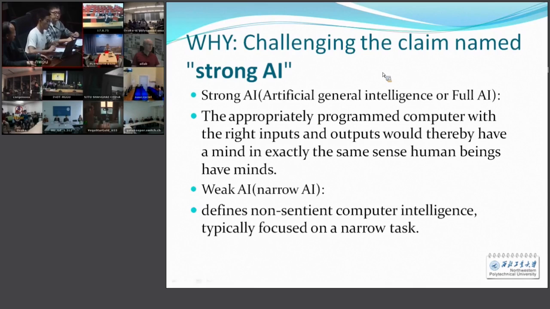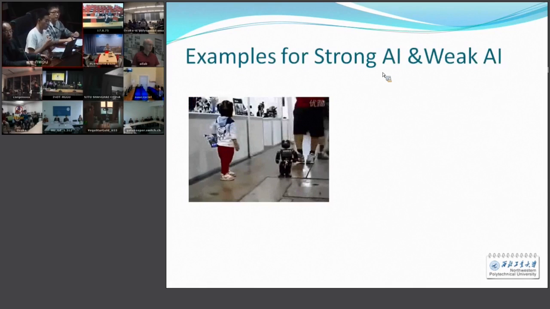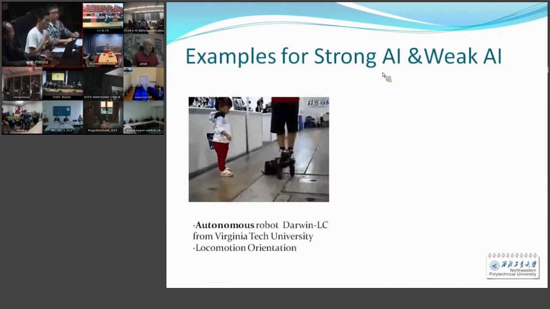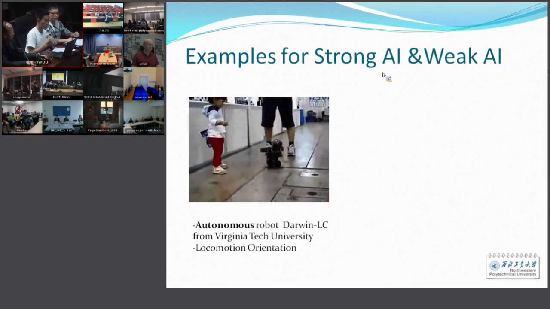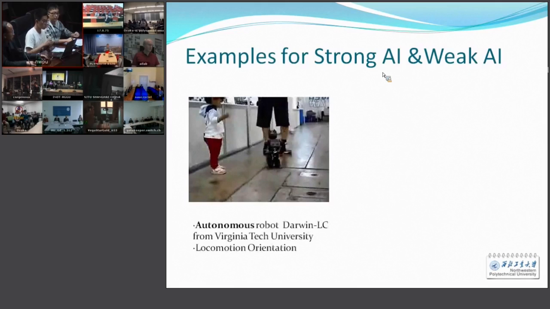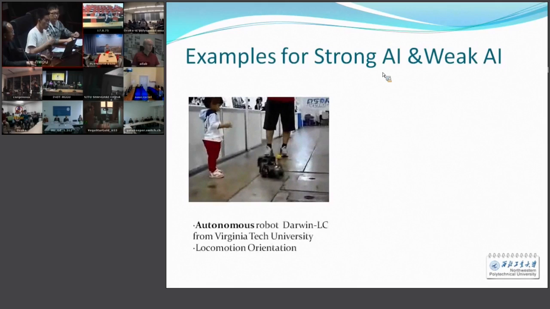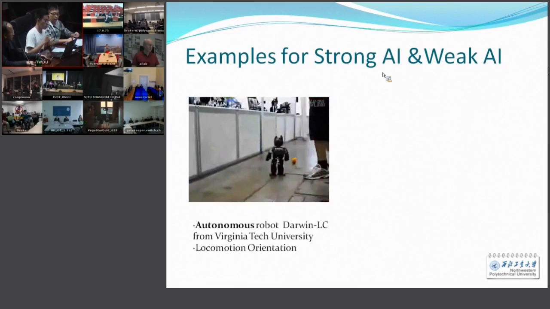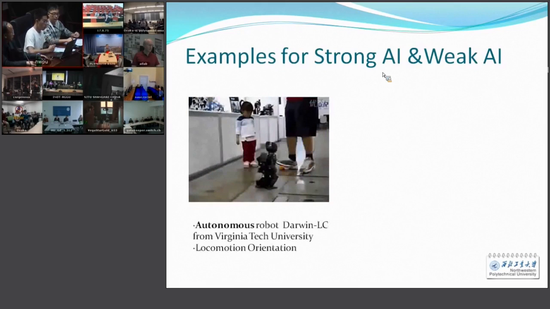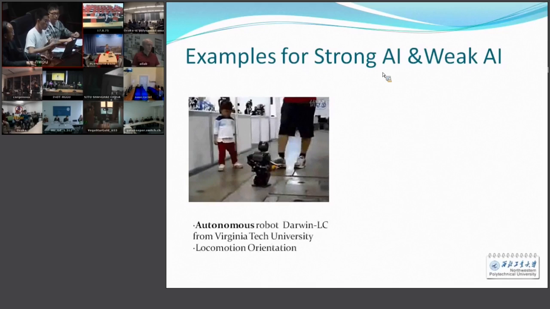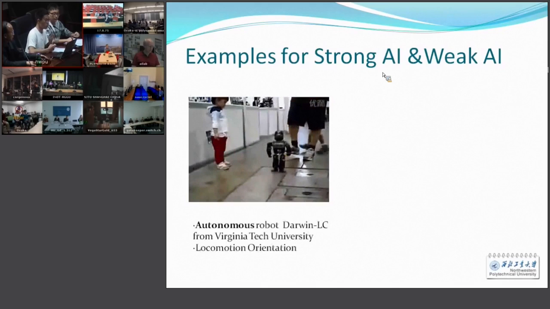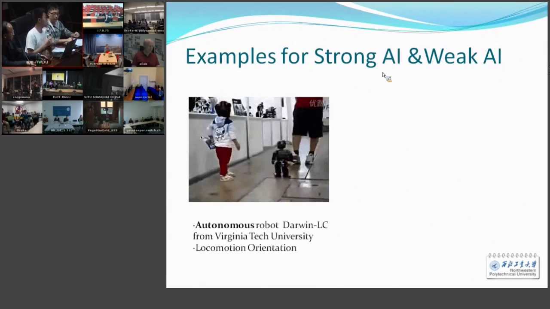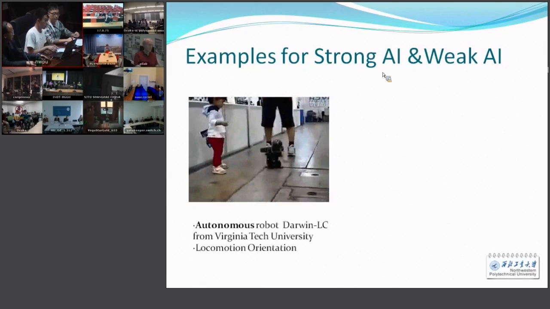In this picture, we can see a robot that can locate its target, and it can also recorrect itself and correct its direction. So it achieved locomotion and orientation. To some degree, we can call it strong AI.